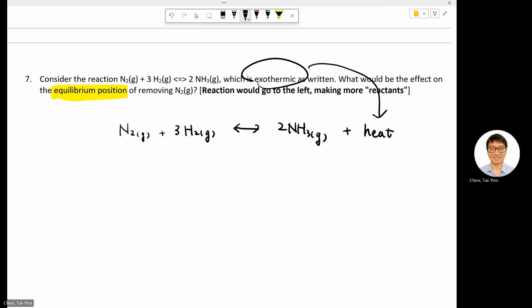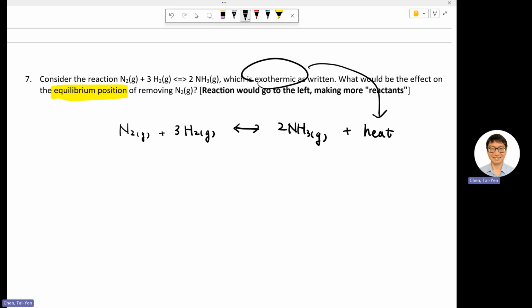Any questions on this? If the question says the reaction is endothermic, then where do you put your heat? On the other side, right? On the left-hand side, opposite the product side, if it's endothermic. You should be able to put these things at the right location.